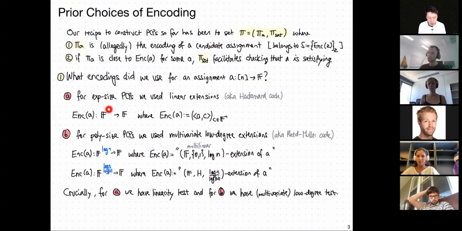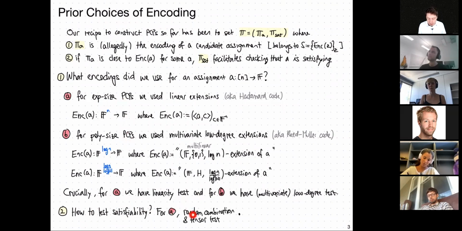When we chose the encoding to be linear extensions, we had the linearity test. And when we chose low-degree extensions over multiple variables, we had the low-degree test to ensure that the encoding really was valid. So that's musing, looking back, about how we encoded things and how we check satisfiability.